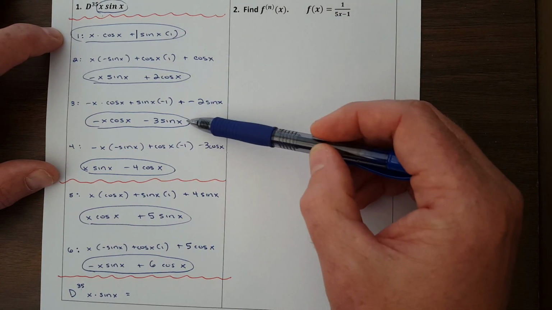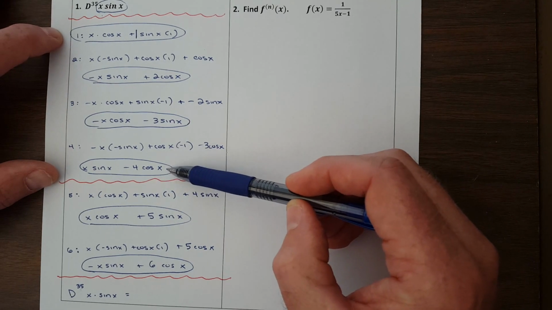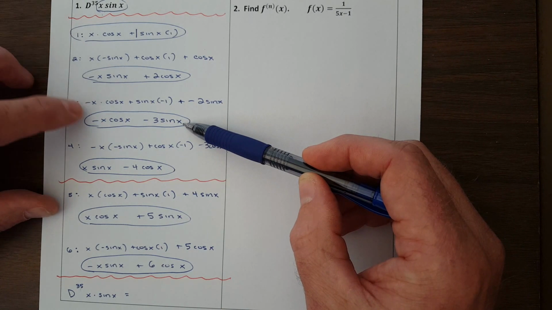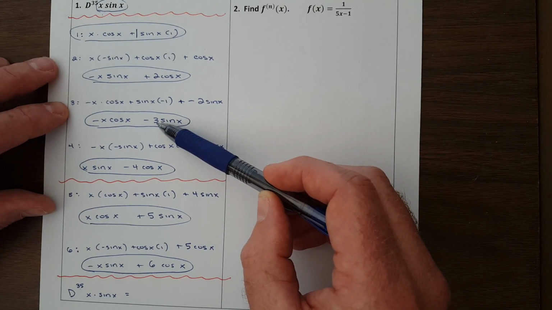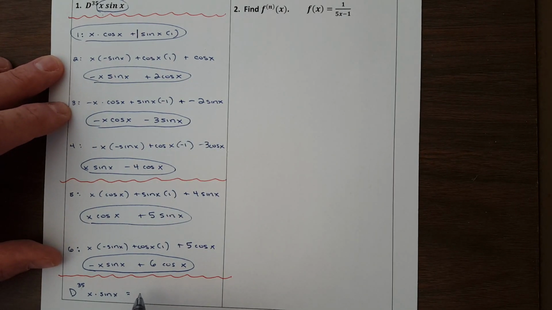33, 34, 35. So this is the form that we're going to be looking at. Or you could say 36. That's a multiple of 4 would be here. 1 back from that, 35. The only adjustment we have to make here is this number seems to be the same as the derivative that we're taking. So that would be negative x cosine x minus 35 sine of x.